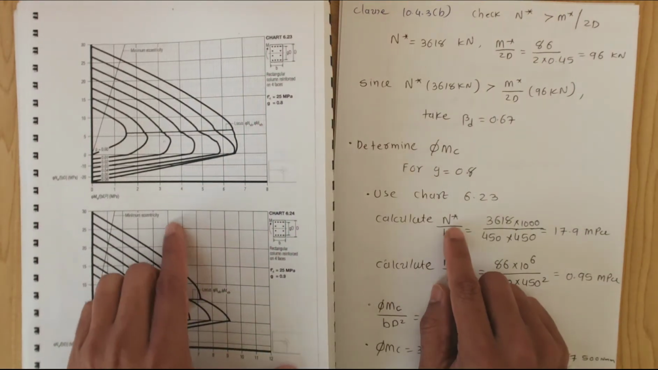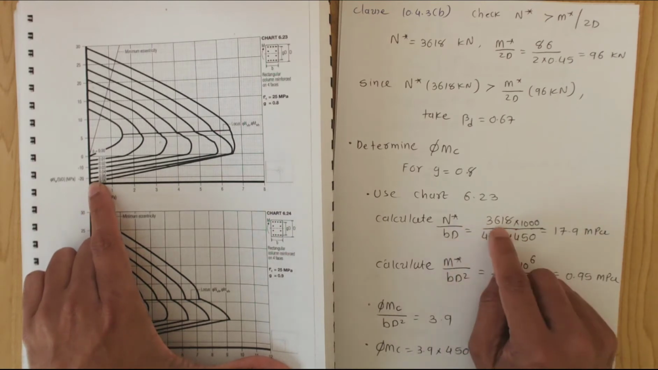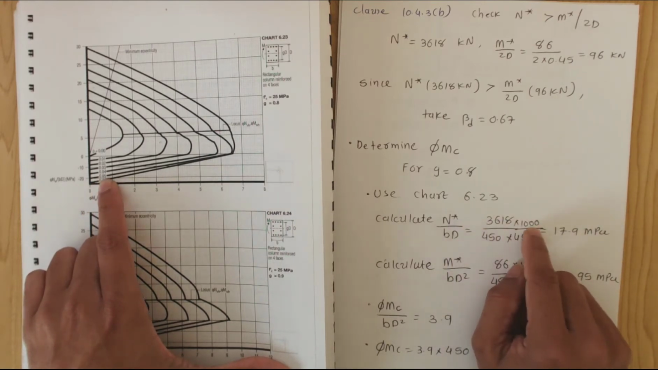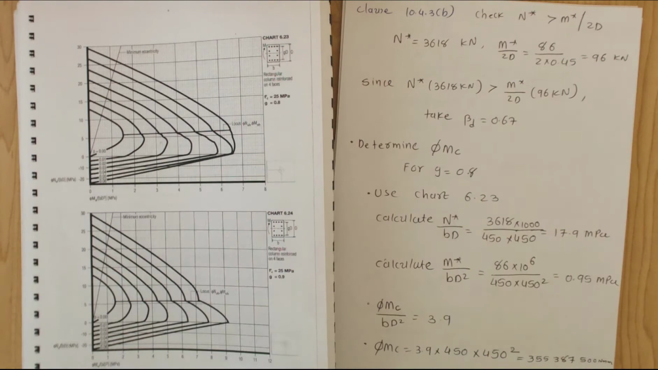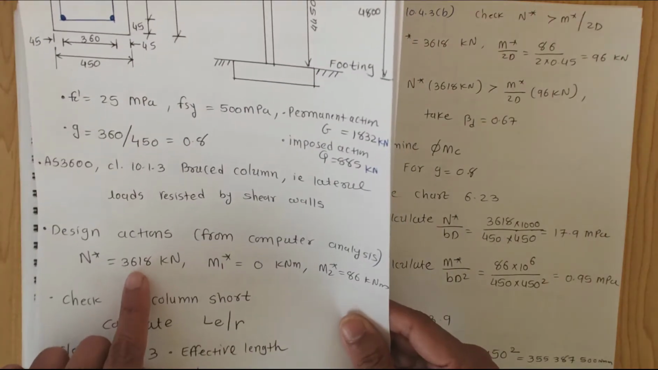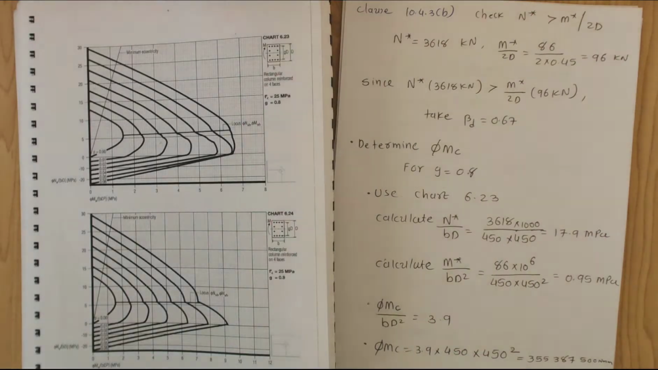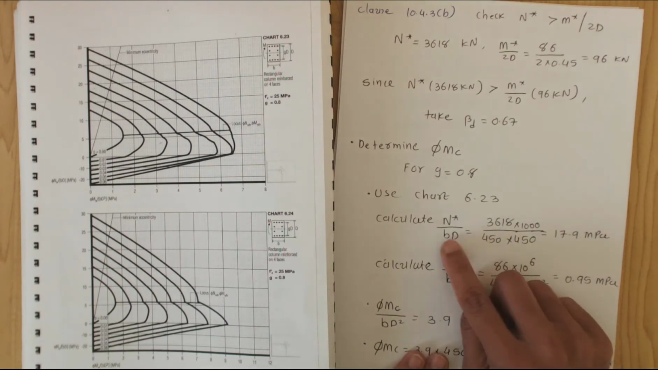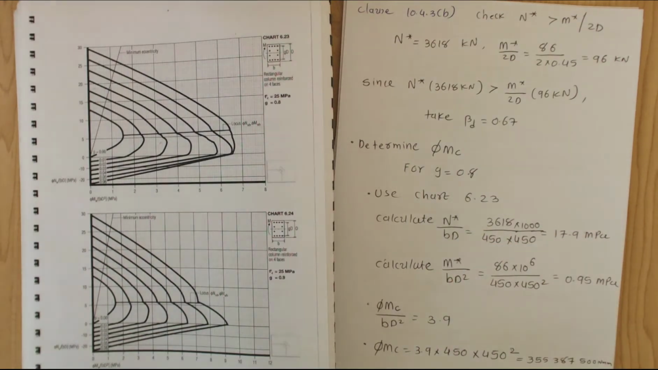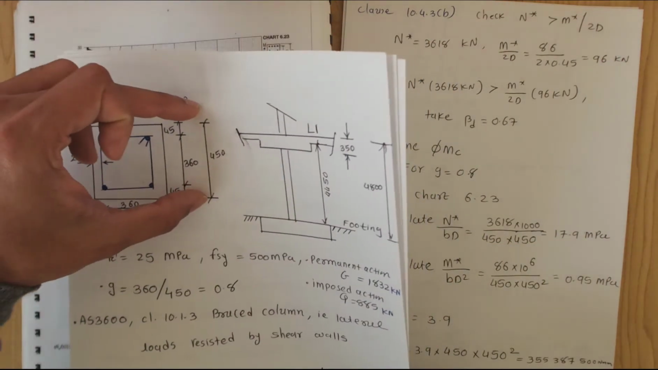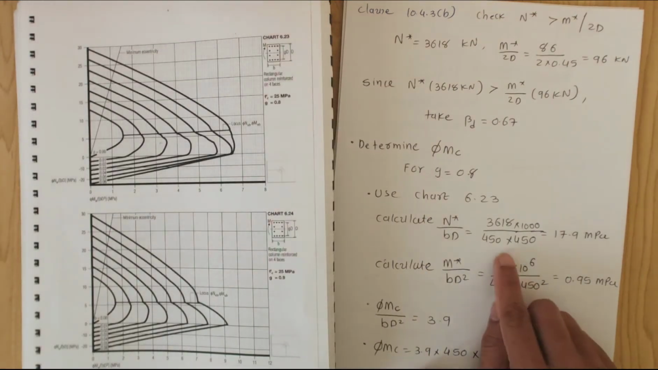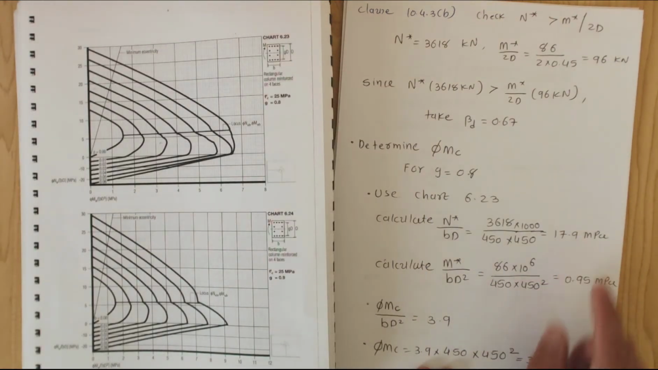So let's calculate those. N* over bd: 3618 times 1000 to convert into newtons. 3618 is basically coming from here, given in our example, over bd, where b is 450 and d is 450. Substituting here gives me 17.9 megapascals.